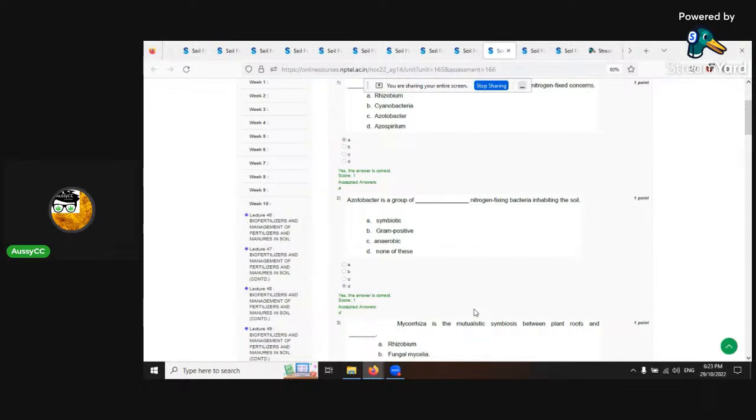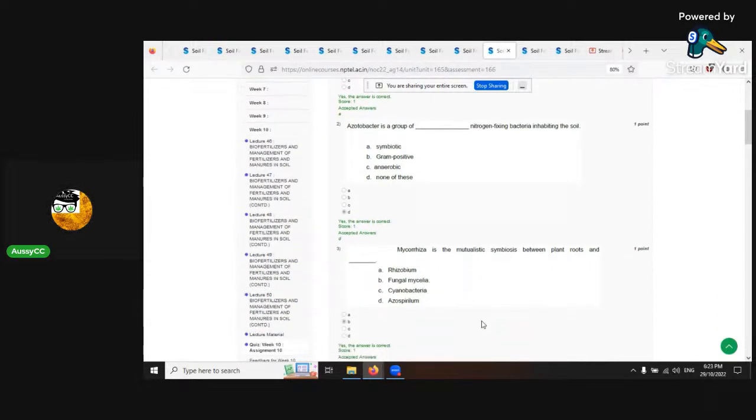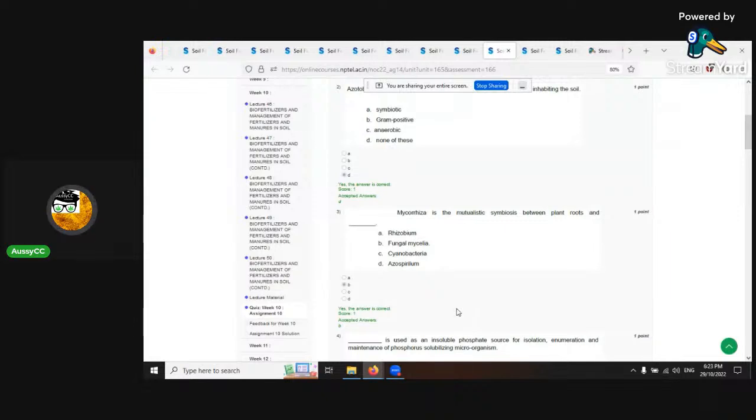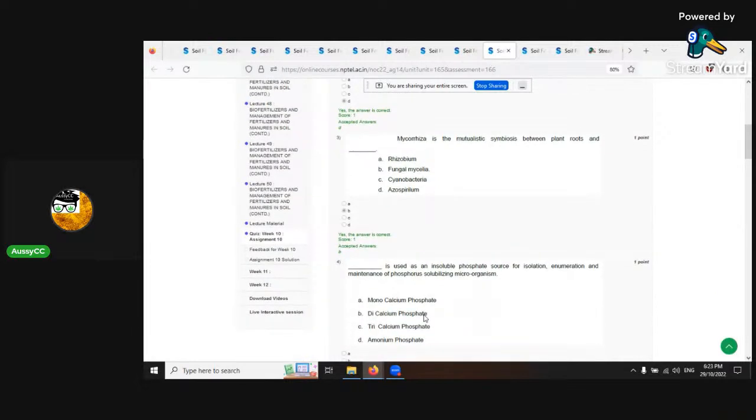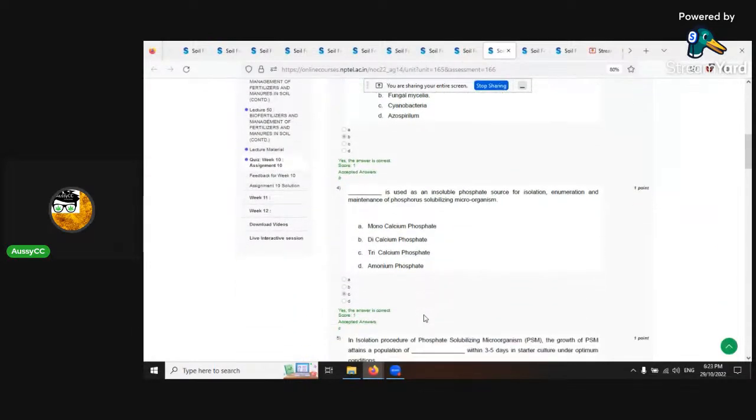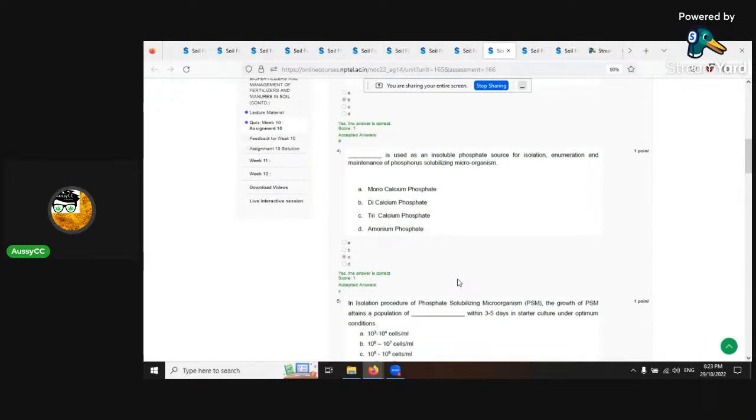Mycorrhizae is a mutualistic symbiosis between the plant roots and the fungal mycelia. Something is used as a non-soluble phosphate source for isolation, enumeration, and maintenance: tricalcium phosphate. In an isolation procedure of PSMs, the growth is attained in 3 to 5 days. You want 10 to the power 8 and 9.